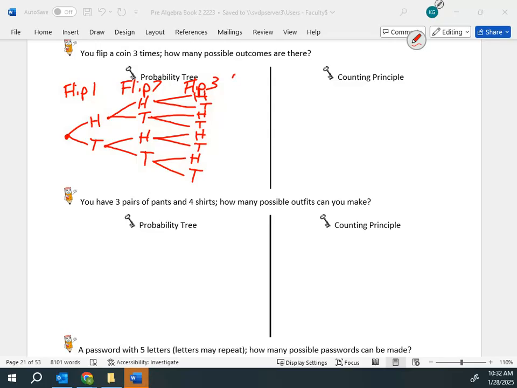So then we have to look at our outcomes. We could have heads, heads, heads, and heads, heads, tails, right? So then we could have heads, tails, heads. Heads, tails, tails. We could have tails first, then heads, heads. Tails, heads, tails. Tails, tails, heads, and tails, tails, tails.